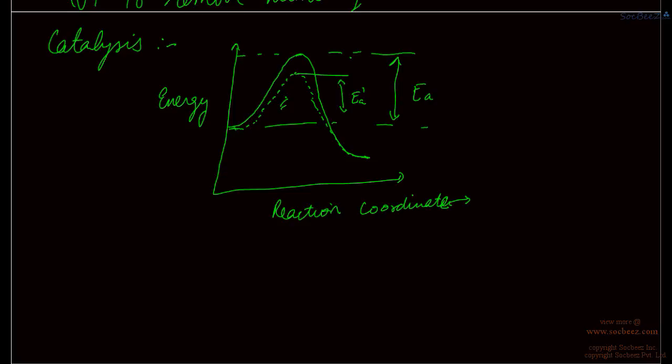energy of the uncatalyzed reaction. There are many types of catalysis: positive catalysis, in which a catalyst increases the rate of reaction; negative catalysis, also known as inhibition, in which activation energy gets increased, so it reduces the rate of reaction; autocatalysis, in which the product itself acts as a catalyst; homogeneous catalysis, in which the reactants and catalyst are in the same form; and heterogeneous catalysis, in which the reactants and catalyst are in different forms.